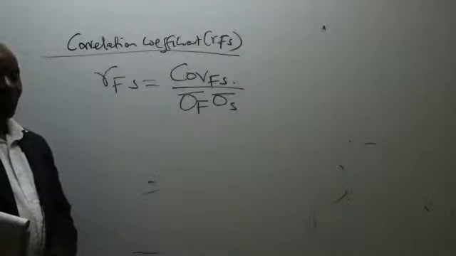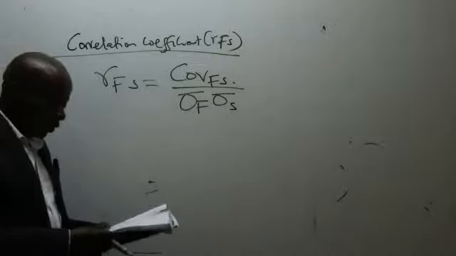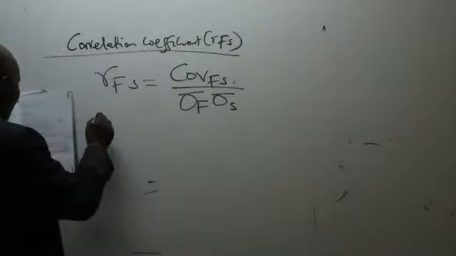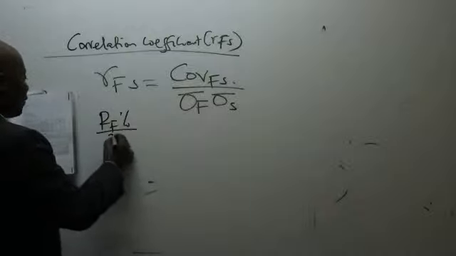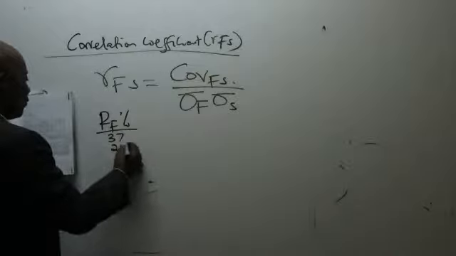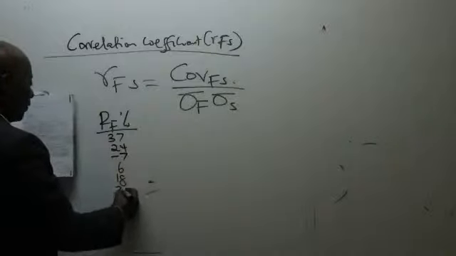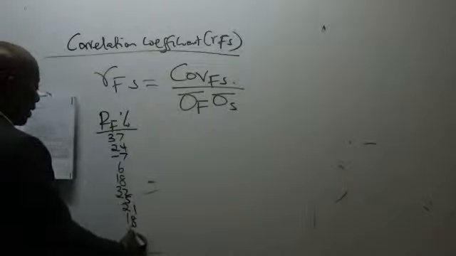Okay. So if I'm the one doing this question in an exam, first of all, I'll write it in columnar form. So I have here returns of F in percentage. So I have 37, 24, -7, 6, 18, 32, -5, 21, 18, 6.